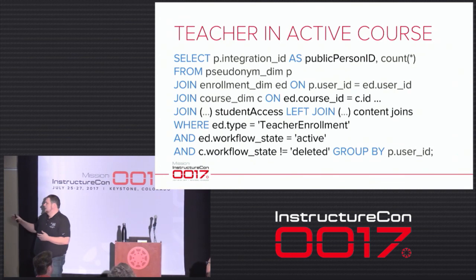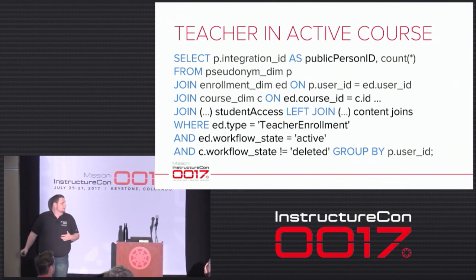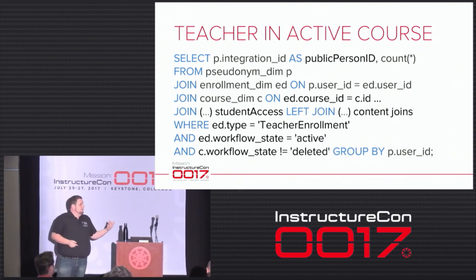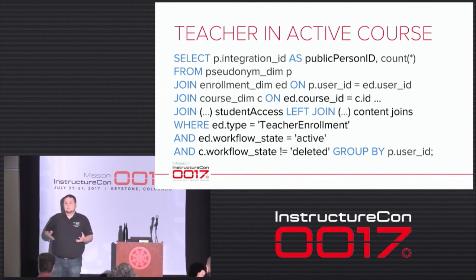And in the where statements, I put that the enrollment type must equal teacher enrollment. There's another field that you could use, which is role ID on enrollment dim. But if you've customized the roles, instead of just using the ones that come with Canvas, it's easier to use type, because that only has those set values of the roles that come with Canvas.